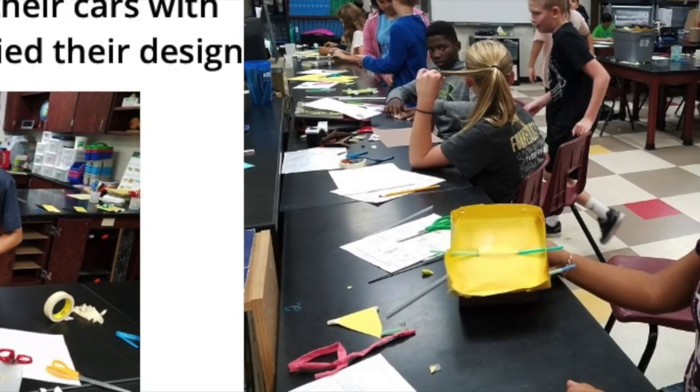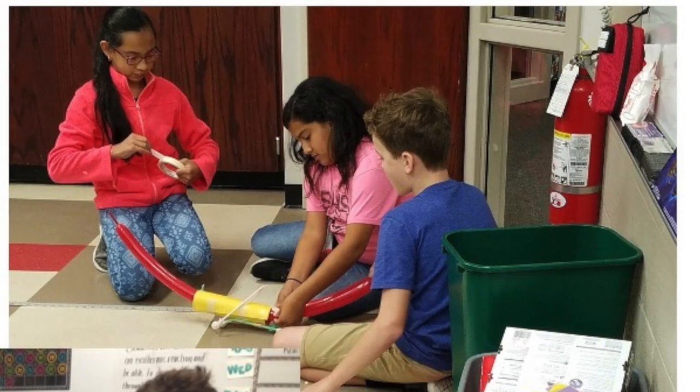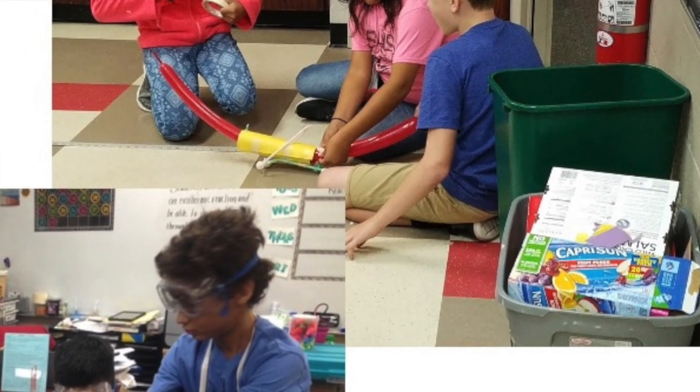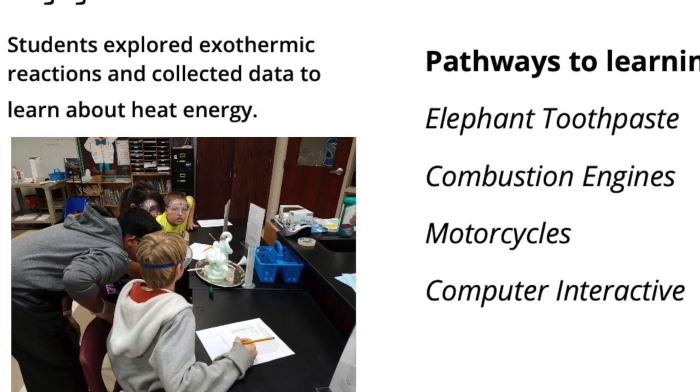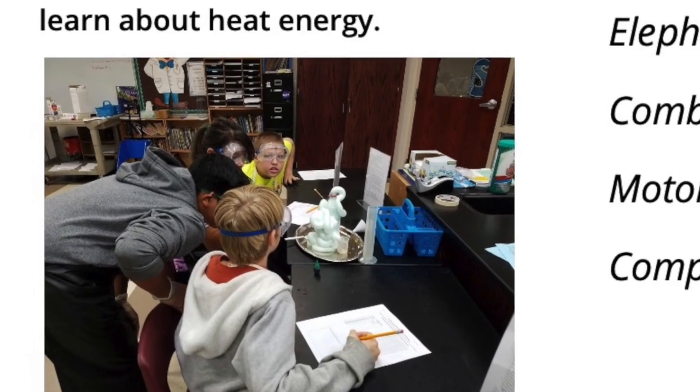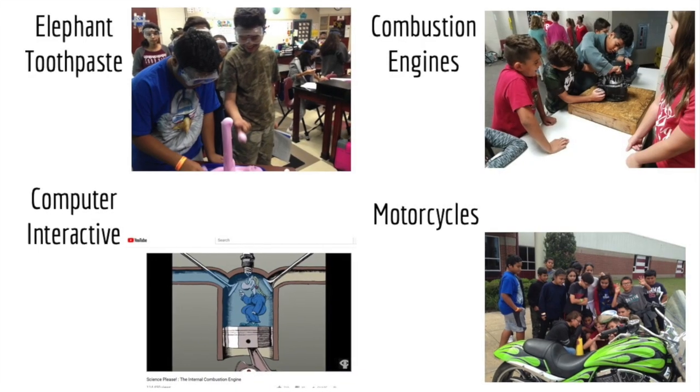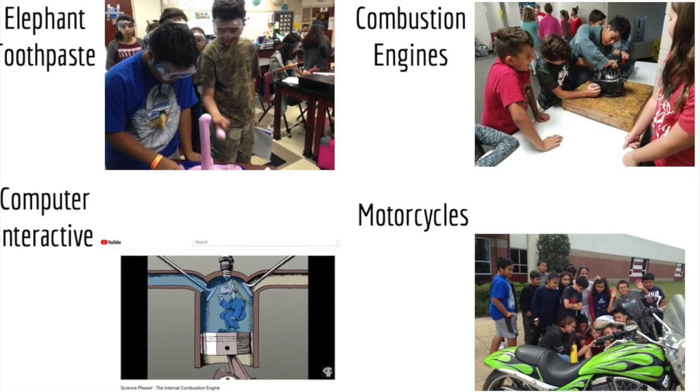So we have a unit where kids engineer and design balloon cars, and then we power them with an exothermic reaction. It's hydrogen peroxide and yeast. It's a small scale model of a combustion engine.